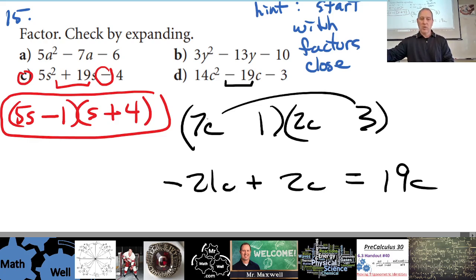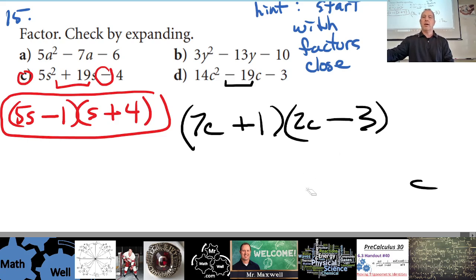And so where does negative 21 come from? If I put the negative there, that's where negative 21c comes from. And plus 2c is where if I put the negative there. Bada bing, bada boom, I'm done.